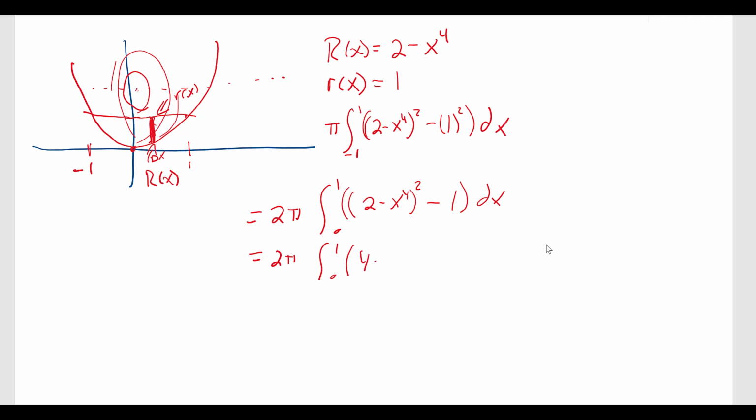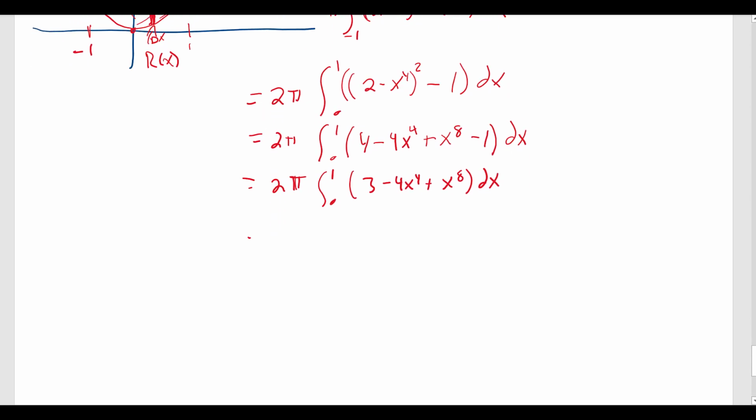So we have 4 minus 4x squared, plus, no, not squared. Someone's yelling at the screen probably. 4x to the fourth plus x to the eighth minus 1. So that's going to give us 2 pi integral from 0 to 1 of 4 minus 1 is 3 minus 4x to the fourth plus x to the eighth dx.